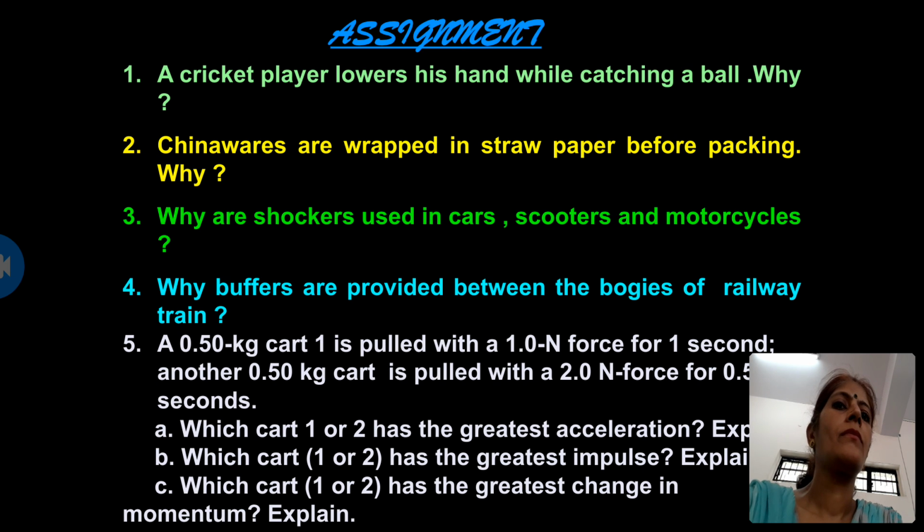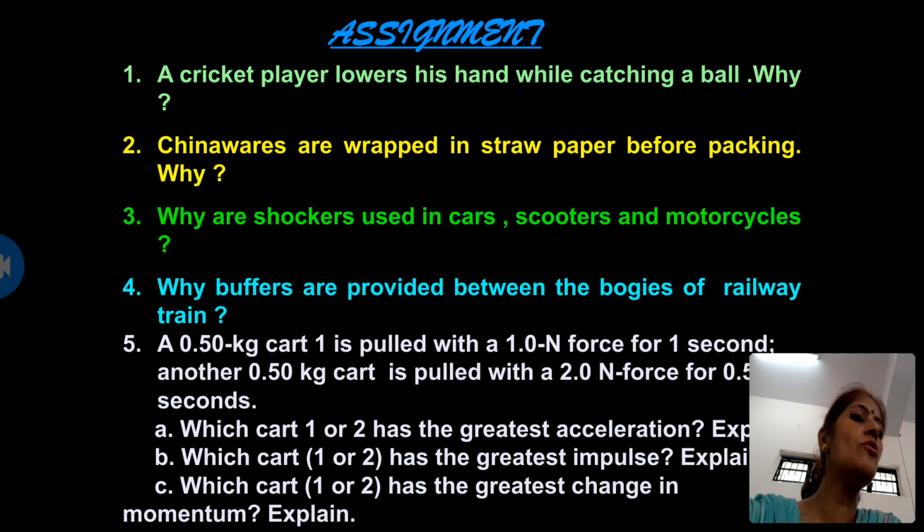Next, come to some assignment questions. Try these questions. First is, a cricket player lowers his hand while catching a ball. You have to answer it. Why? Reason out. Second is, China wares are wrapped in straw paper before packing. Again, why? Third is, why are shockers used in cars, scooters and motorcycles? Fourth is, why buffers are provided between the bogies of a railway train?